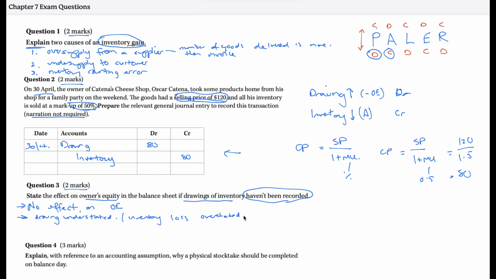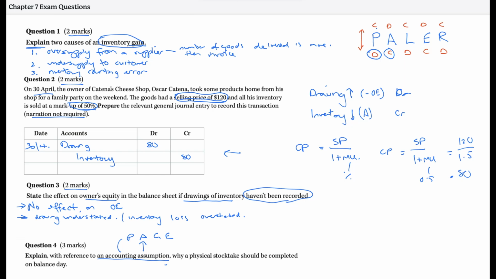Question 4 is asking you to explain with reference to an accounting assumption, and that's really important. A really common error is to write about a qualitative characteristic instead, why a physical stock take should be completed on the balance date. Now, if you're using the accounting assumption, you have 4 options, and I use the acronym PAGE. You have the period assumption, the accrual basis assumption, the going concern assumption, and the entity assumption. And when we look at that, there is only one acceptable answer, the accrual basis.